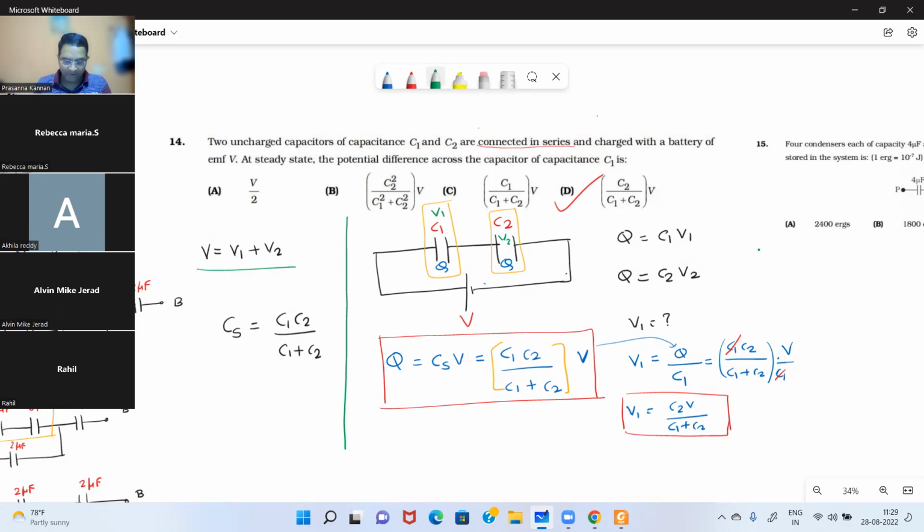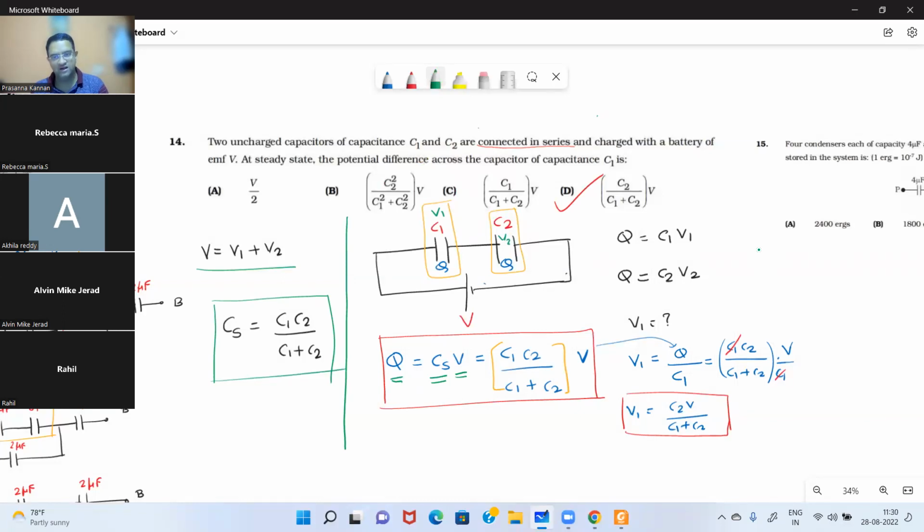Now, what is the effective capacitance of two capacitors connected in series? We know that 1 by CS is equal to 1 by C1 plus 1 by C2. When you simplify, you will get CS is equal to C1 C2 by C1 plus C2. And what is the total charge? It's nothing but the total capacitance into the total applied voltage. Total capacitance we have seen is C1 C2 by C1 plus C2, into the total voltage, which is V.